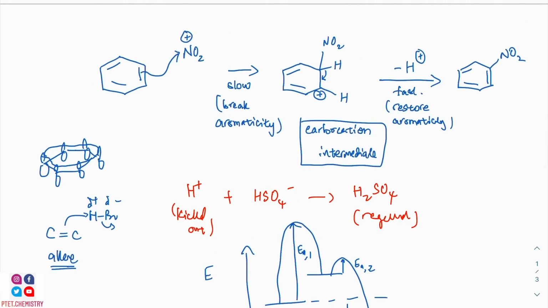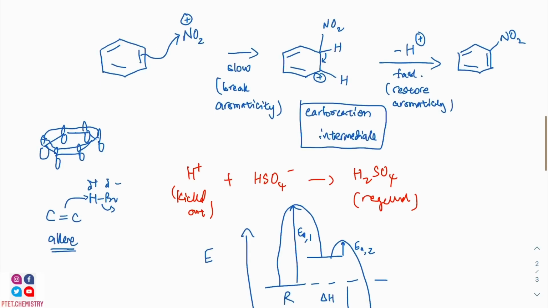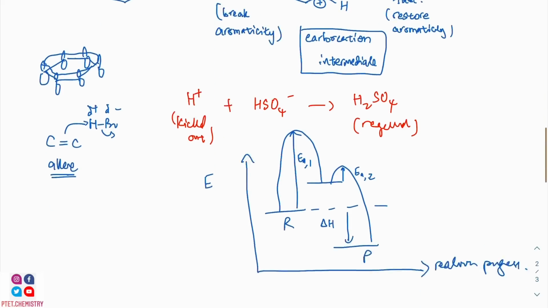I've shown one mechanism where the benzene ring attacks the electrophile. I get the carbocation intermediate, which I write down, and the second step is restoring the aromaticity by kicking out the H plus that I'm trying to replace with the electrophile. All right. Instead of NO2 plus, I'll show you another example.